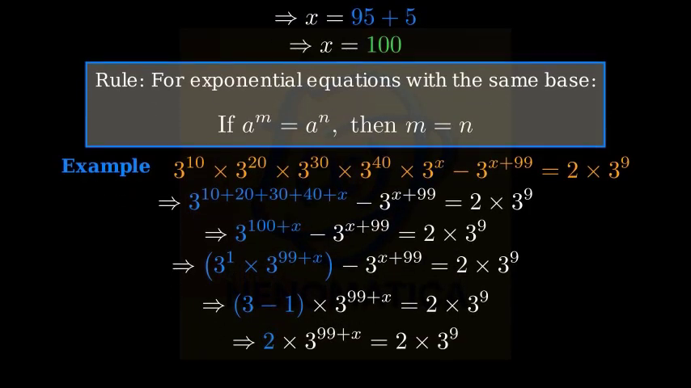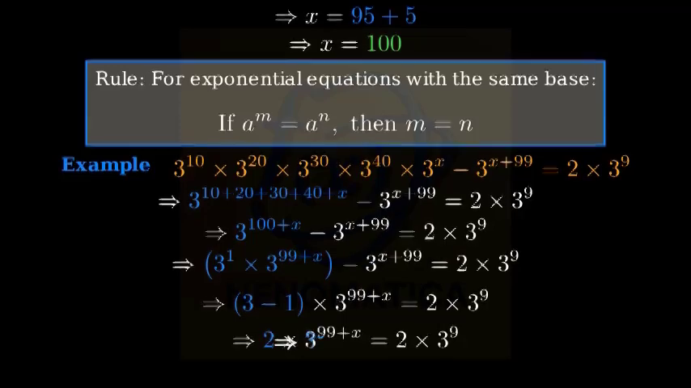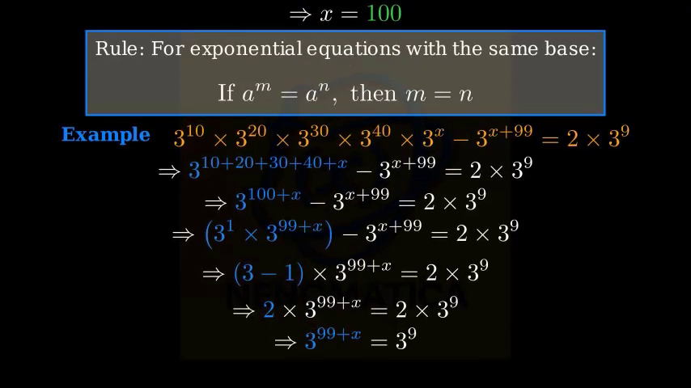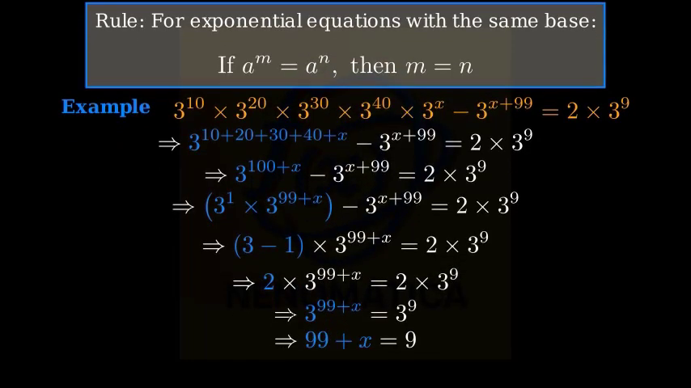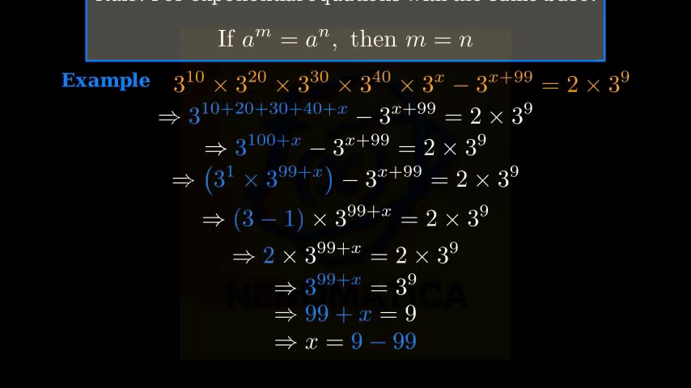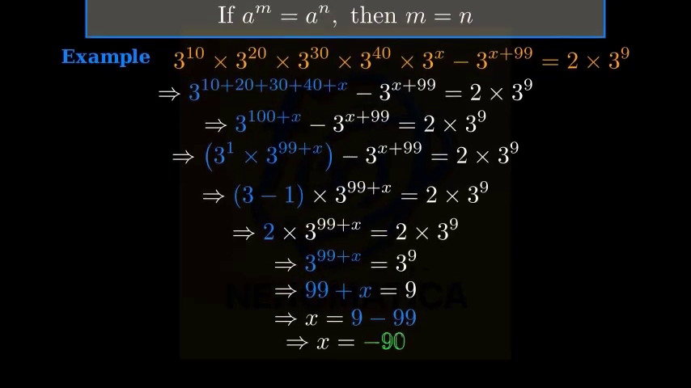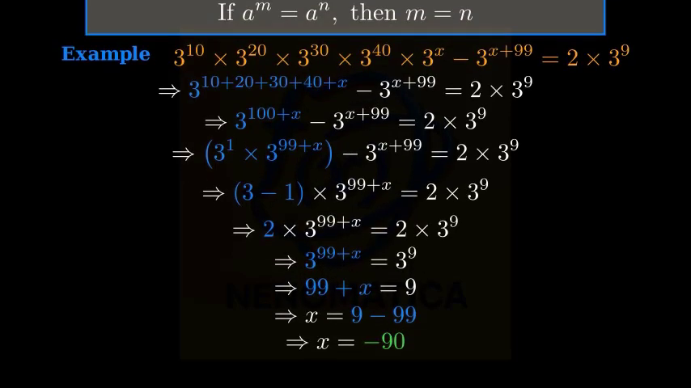So we have 2 times 3^(99 + x) equals 2 times 3^9. Dividing both sides by 2, we get 3^(99 + x) equals 3^9. Again, when the bases are the same, we can equate the exponents. So 99 plus x equals 9. Subtracting 99 from both sides, we get x equals 9 minus 99. And our final answer is x equals negative 90.